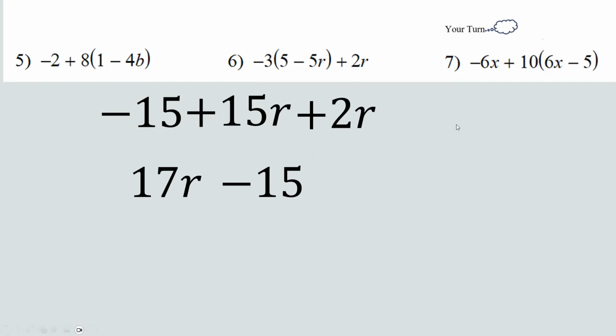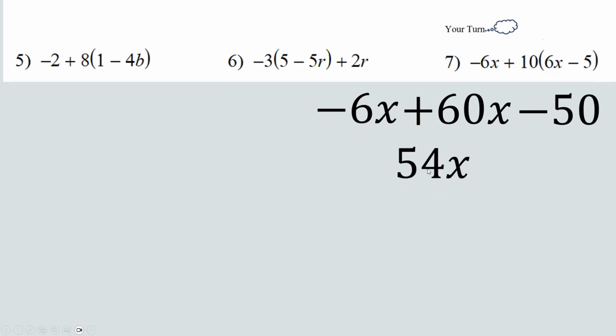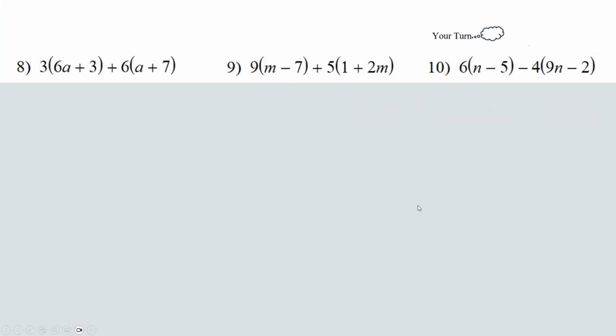All right, hopefully you would have brought down the -6x, and then 10 times 6 is positive 60x. 10 times -5 is -50. All right, what can I combine? -6 plus 60, you would get positive 54x and bring down the -50. All right. All right, here we go.